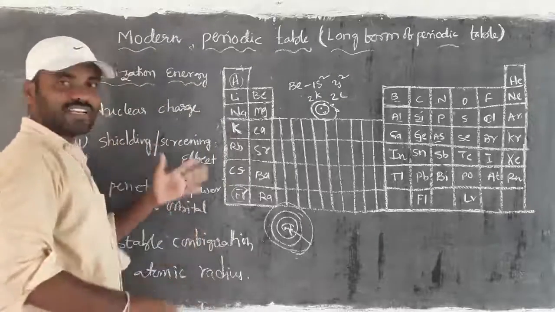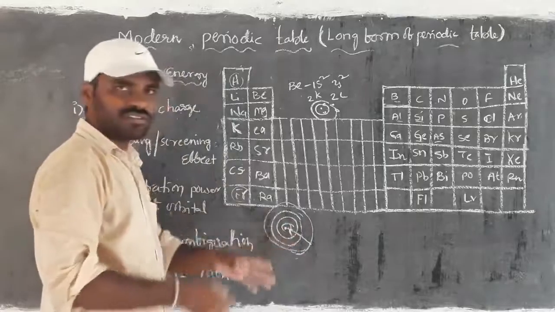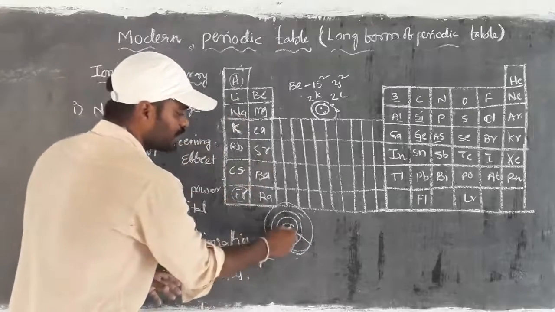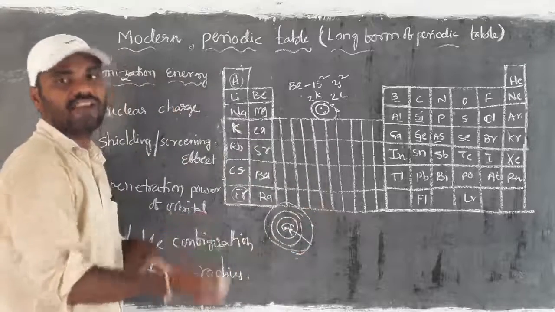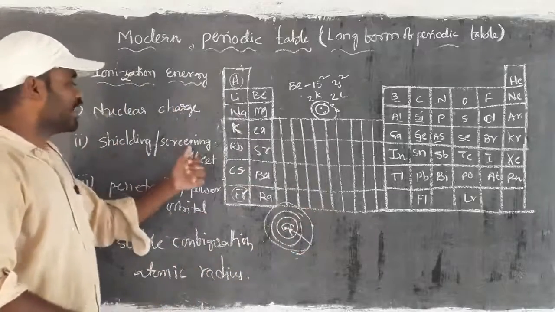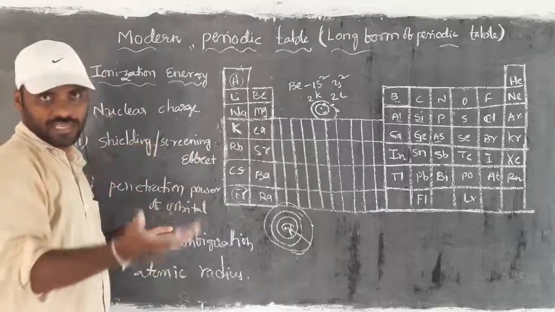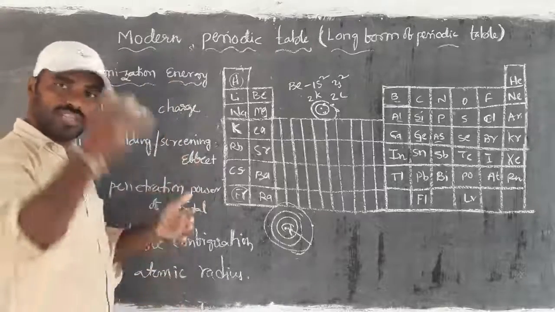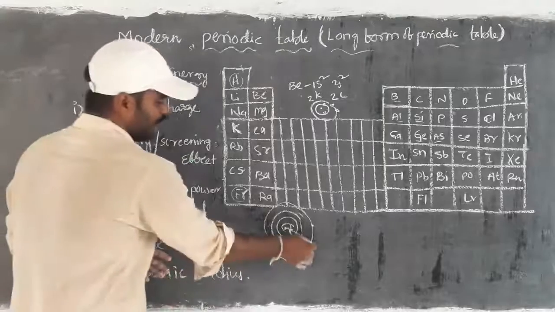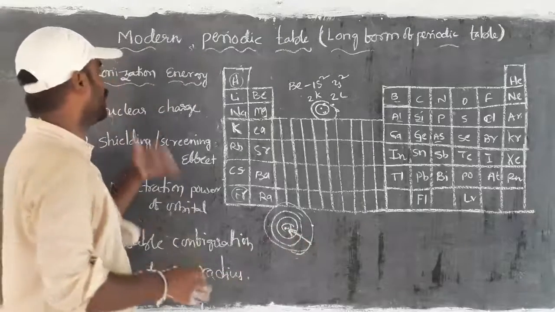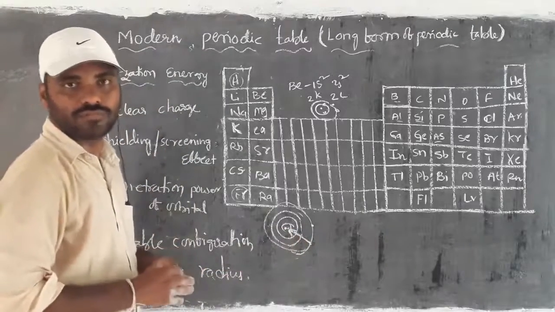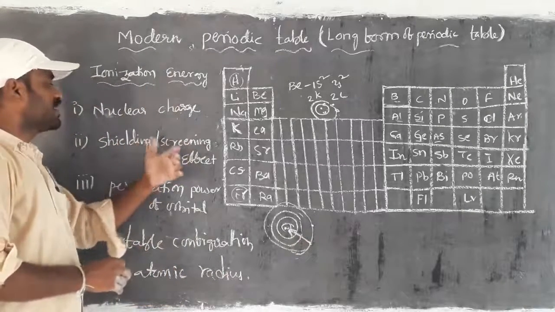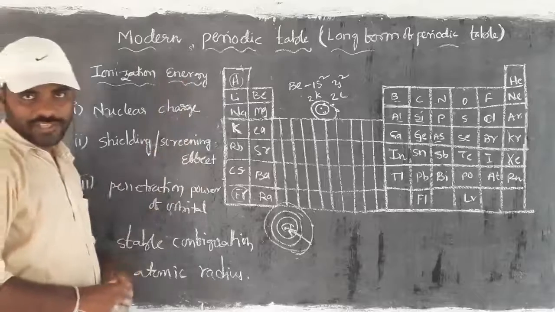If shielding effect is less, means no inner electrons are covering the nuclear charge as a shield, then ultimately the nucleus is able to show more attraction. So if shielding effect is more, then ionization energy value is less. If shielding effect is less, then ionization energy is more, right? So that is the effect of the shielding effect or screening effect on ionization energy.